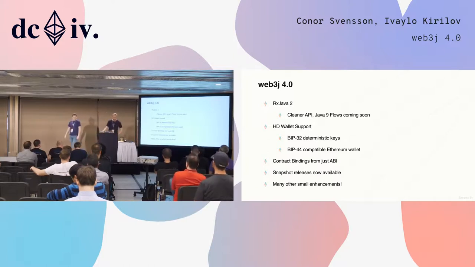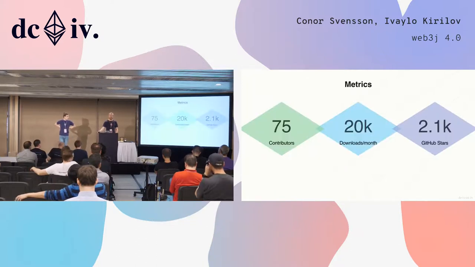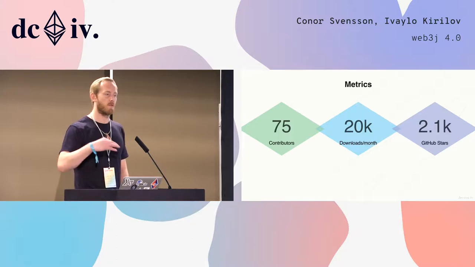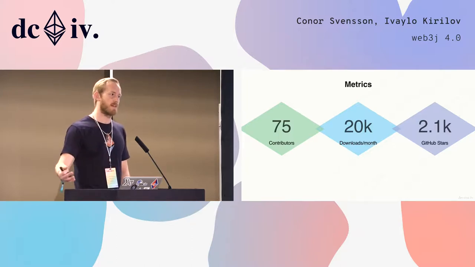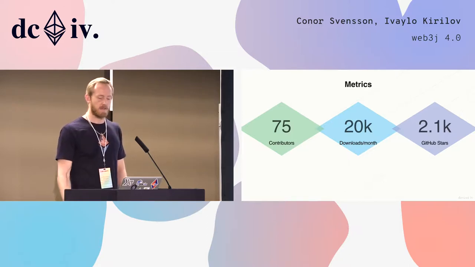Yeah, we're going to keep this brief. It's a lightning talk. And just to give you a few metrics about the library: we've had 75 different contributors who've actually contributed to it. It gets over 20,000 downloads a month as well. So, all in, if you count all the different components, it's over 100,000 downloads, but that's the actual core library itself. So there's a very significant user base globally for it. And the project's got over 2,000 GitHub stars.